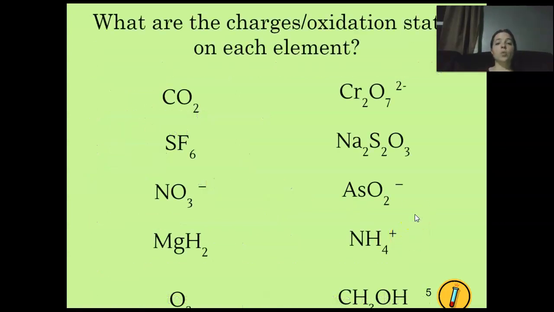All right. So what are the charges on these oxidation states? So let's look. CO2. Well, we know oxygen is a -2. Carbon can either be a +2 or +4. This is a 2 here. That means it has to be double the amount for the carbon. So you've got to have a +4 plus -2.